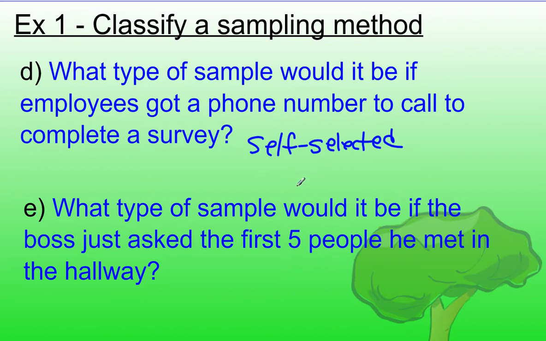Letter E. What type of sampling method would it be if the boss just asked the first 5 people he met in the hallway? Well, if it's just the first 5 people he's meeting, that sounds like a convenience sample because he's not going out of his way to ask randomly. It's just the first 5 people he meets, whoever's right there next to him. So that would be a convenience sample.